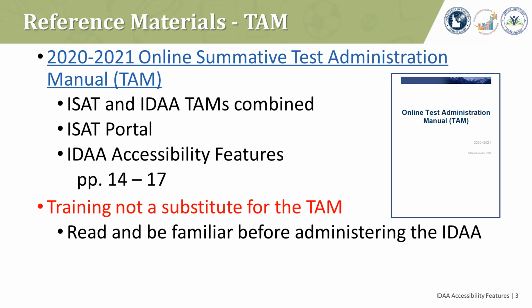There are three main resources I will reference in this video. First is the 2020-2021 Online Summative Test Administration Manual, affectionately called the TAM. This year, we have combined the ISAT and Idaho Alternate Assessment TAMs into one TAM to rule them all. You can download the one TAM from the ISAT portal. Information about the Idaho Alternate Assessment accessibility features is covered on pages 14 through 17 of the TAM.